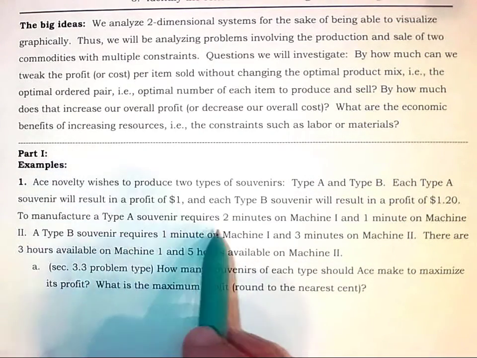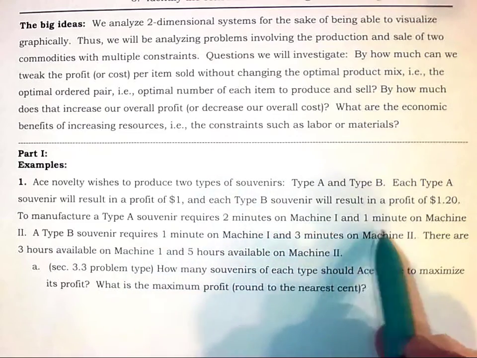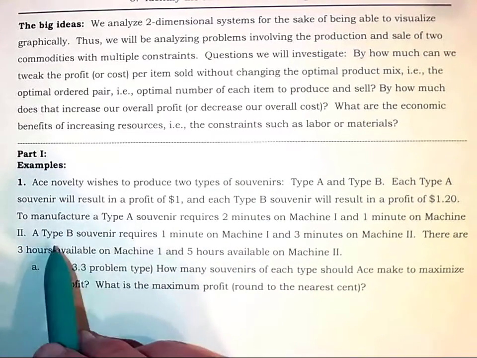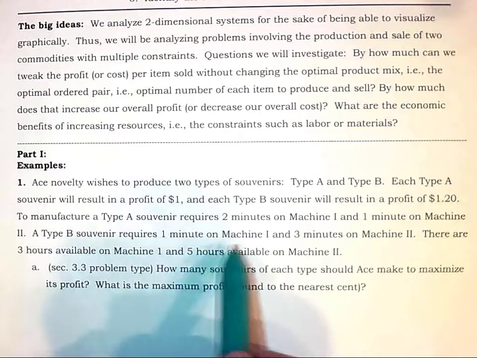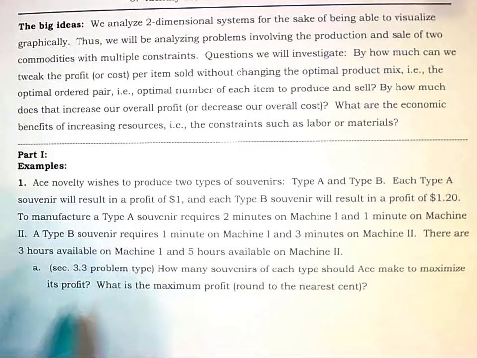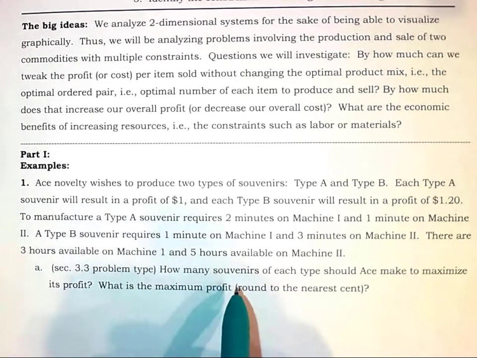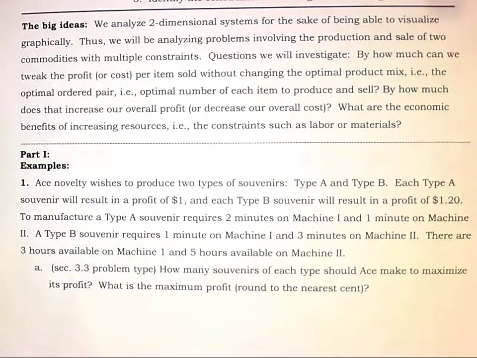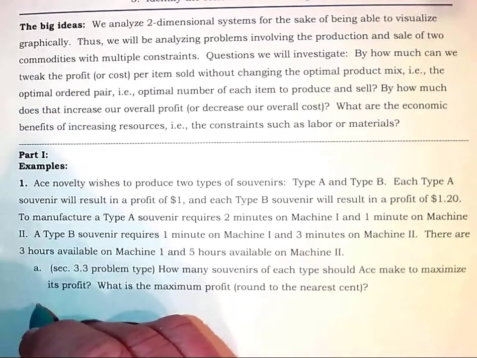And the type A's require 2 minutes on machine 1 and 1 minute on machine 2. Type B requires 1 minute on machine 1 and 3 on machine 2. And we've got 3 hours available on machine 1 and only 5 available on machine 2. So how many souvenirs of each type, so there's how we're going to define our variables, should Ace make to maximize its profit?